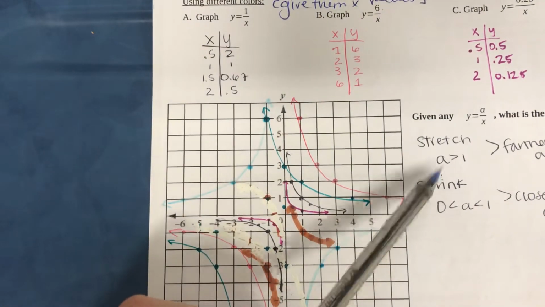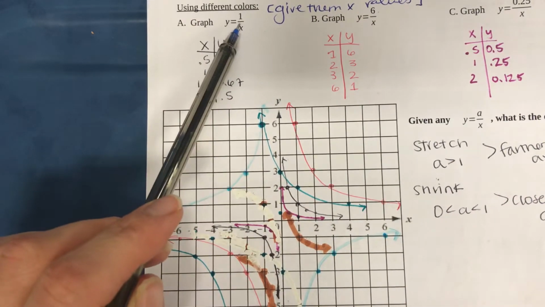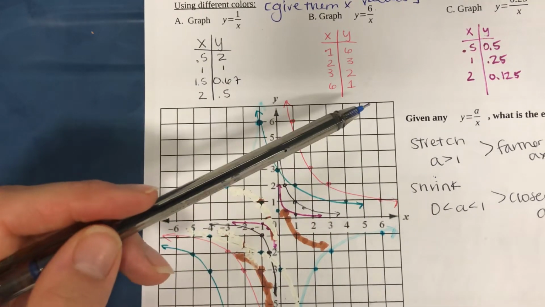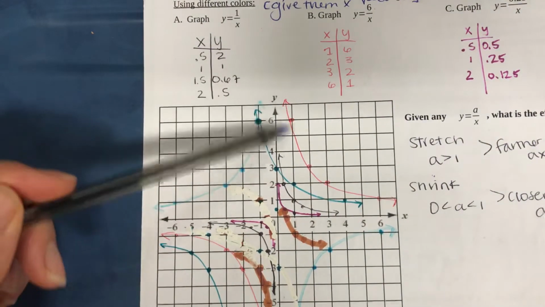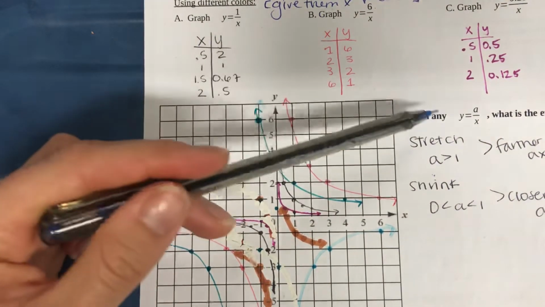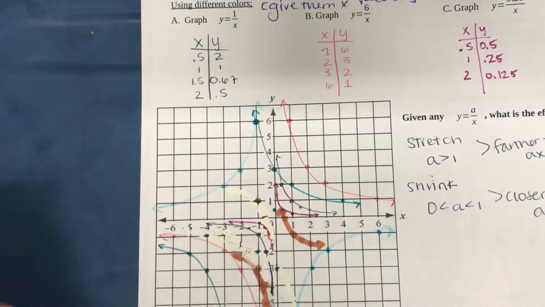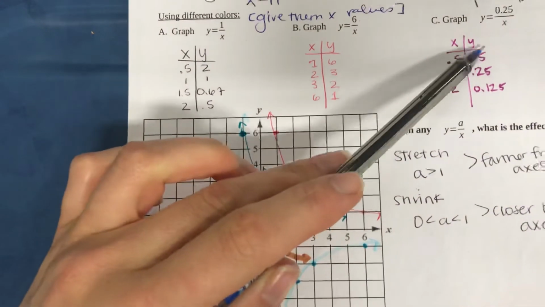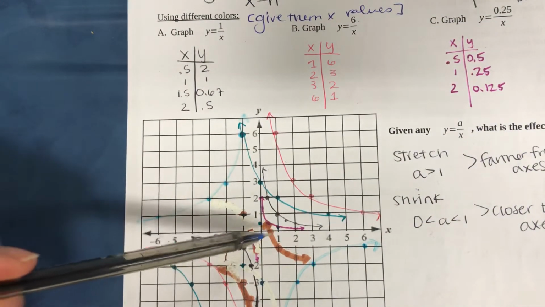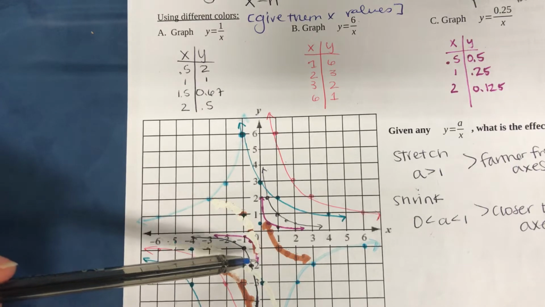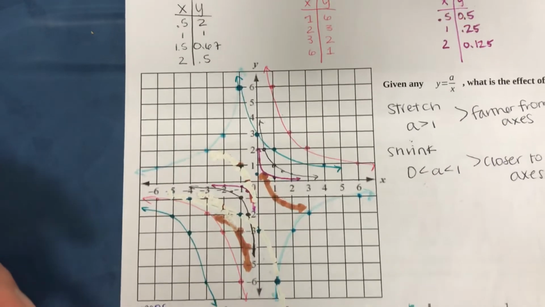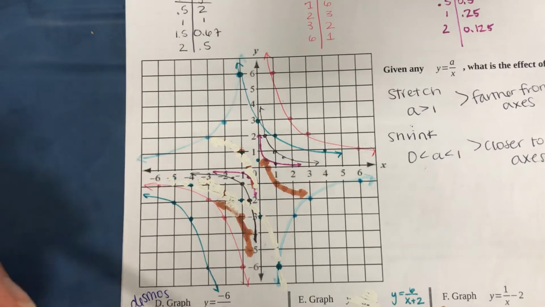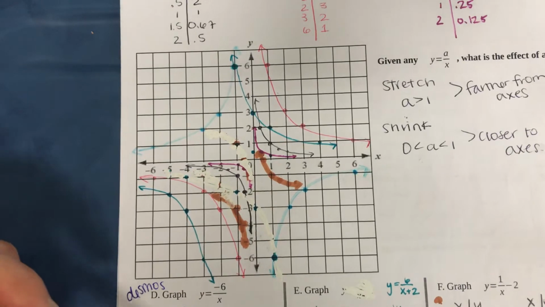If a, as in the number above x in the numerator, is bigger than 1, it's a stretch and it goes farther from the origin, or from the axes, as you can see with the 6. If I did 10, if I did 100, I'm just going to get farther and farther from the origin. If the number is between 0 and 1, such as the pink one, you can see it's getting close to the origin, so it's moving closer to the axes. So when you graph these, you can be kind of precise, but you also can just have a general idea of the way that the stretch and compress works.